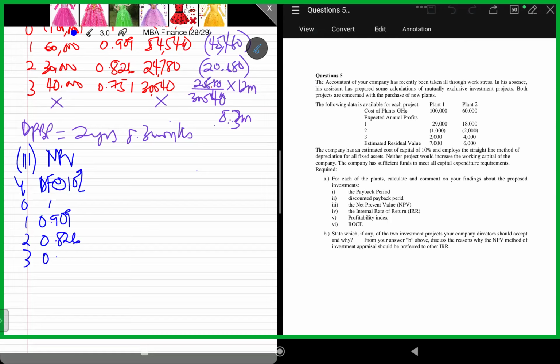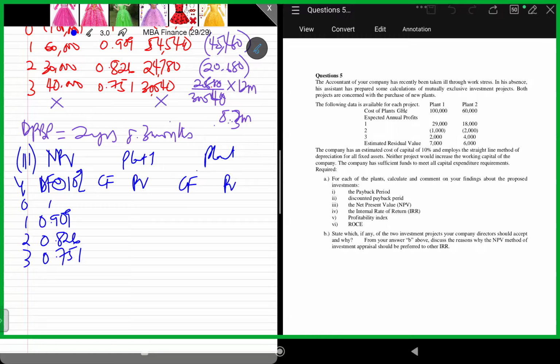Year 3, 0.751. So between plant 1 and plant 2, the discount factor is the common thing between both. Then I'll write here plant 1: cash flow and PV. Then I'll write here plant 2: cash flow and PV.